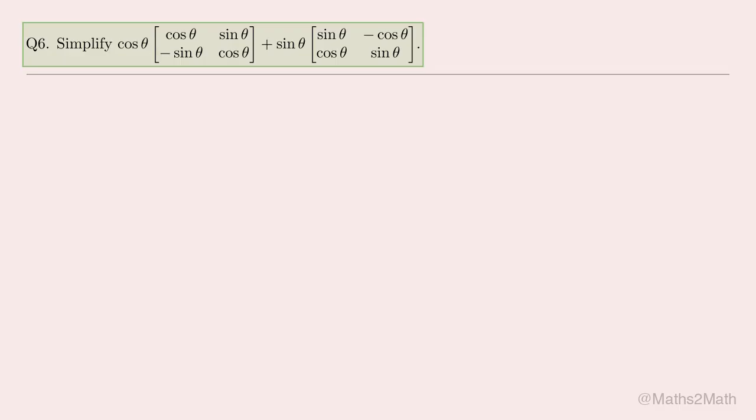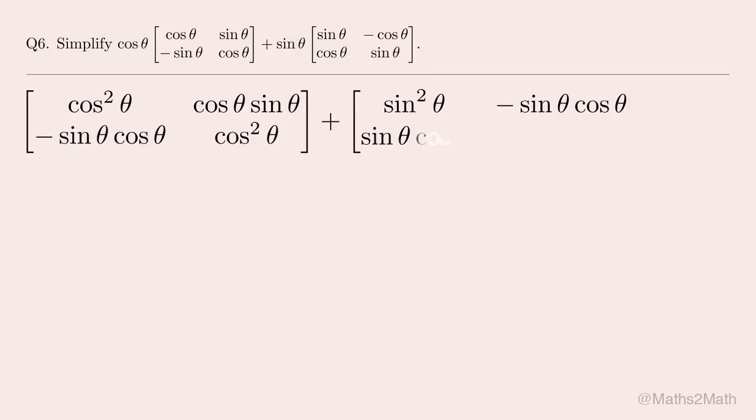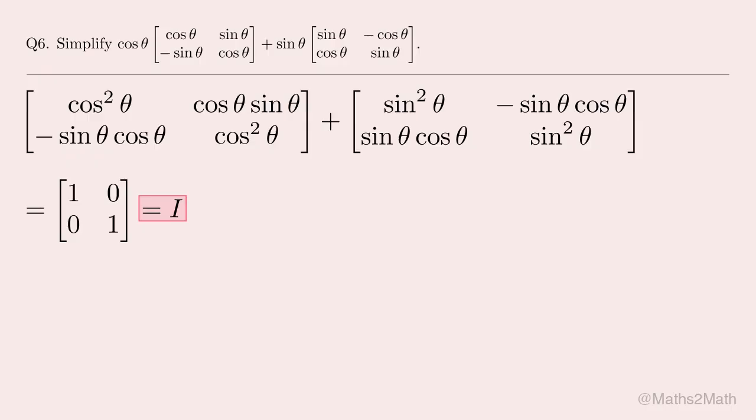Question 6. Push each scalar inside its matrix, add, and let the Pythagorean identity do the rest. We push each scalar inside its matrix, add, and simplify with the Pythagorean identity. Distribute the scalars into every entry. The off-diagonal terms cancel, the diagonals sum to 1, the identity matrix.